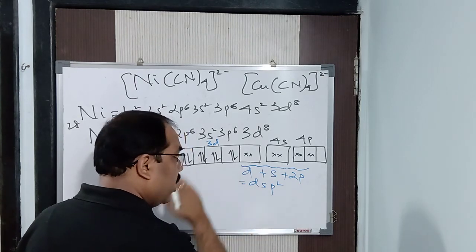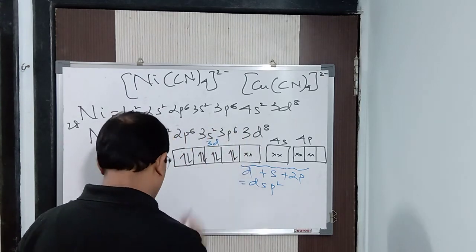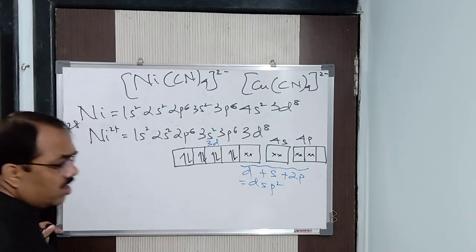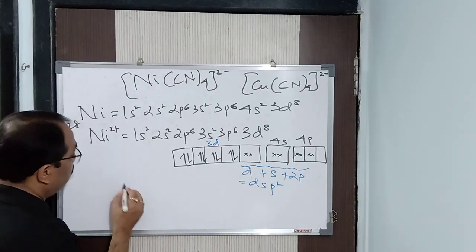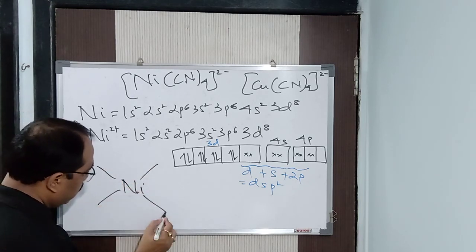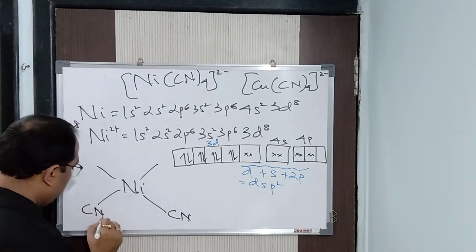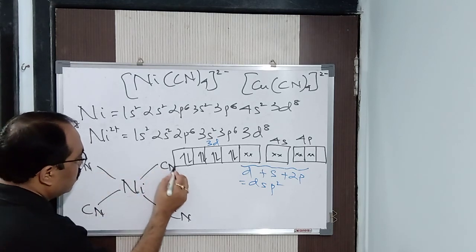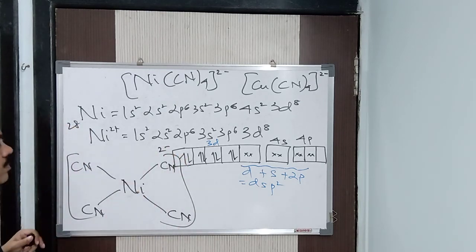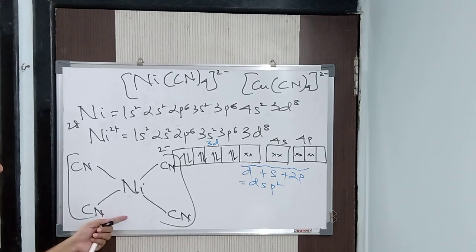That's one thing you need to remember: a strong ligand, pairing is going to take place. It goes against Hund's rule because, as I already said, this is an exceptional compound. Now if it is dsp2, what is the shape I said? Square planar. So how will I draw it? Ni, then square planar. The shape is this: 1 CN here, 1 CN here, 1 CN here, 1 CN here. I will write 2 minus here. So [Ni(CN)4]2-. It is a square planar molecule.